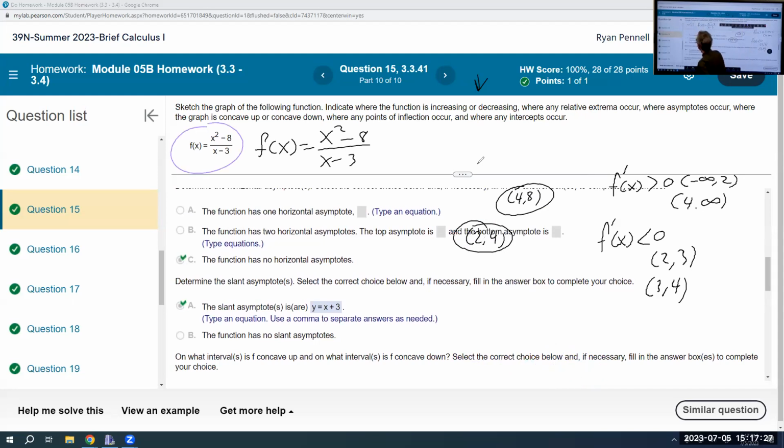Let's look at this. What do we have? We have f of x equals x squared minus 8 over x minus 3. As x goes to infinity, or as x goes to negative infinity, the only thing that's going to matter are those leading orders. So you're really going towards x squared over x, so y equals x. But there's a bit of a slant to it. Where does that come up? It comes up because of the particular numbers we're dealing with.